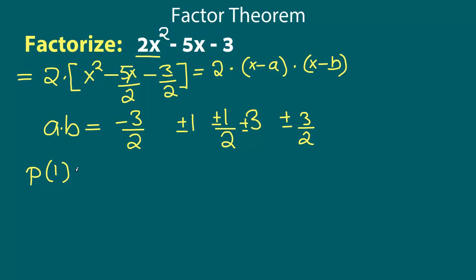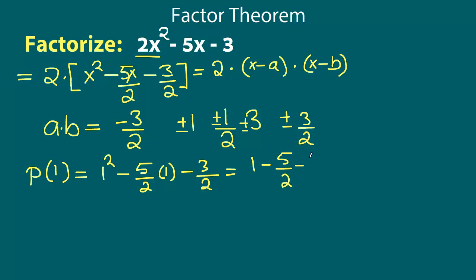So let's do P(1). So we will put the values here. We will have 1 squared minus 5 by 2 times 1 minus 3 by 2. If we solve it, we will have 1 minus 5 by 2 minus 3 by 2. So if we solve this, we will have 2 in the denominator, get 2 minus 5 minus 3. So if we do this, we are not going to get 0. This is not 0, right?